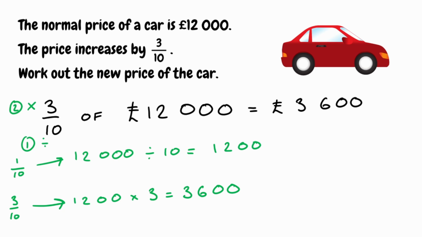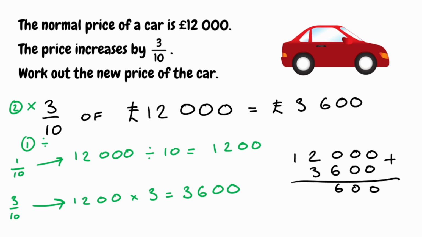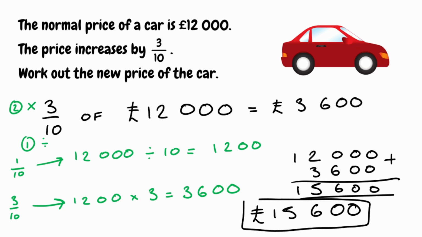So now we need to apply it back to the question. It says that the price increases by 3/10. So that means it increases by this £3,600. Simply, all we have to do is add it onto the 12,000 that we already had. Adding our two numbers together, we can see that we're going to end up with 15,600. So our final answer would be £15,600.